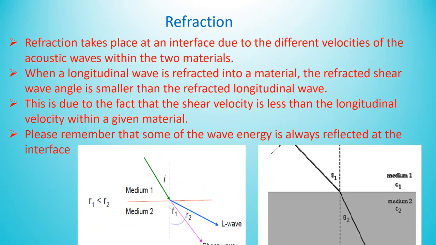So refraction takes place at an interface due to different velocities of the acoustic wave within the two materials. When the longitudinal wave is refracted into a material, the refracted shear wave angle is smaller than the refracted longitudinal wave angle. This is due to the fact that the shear velocity is less than the longitudinal velocity within a given material. Please remember that some of the wave energy is always reflected at the interface.